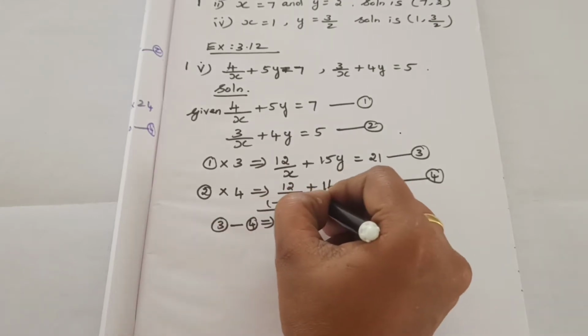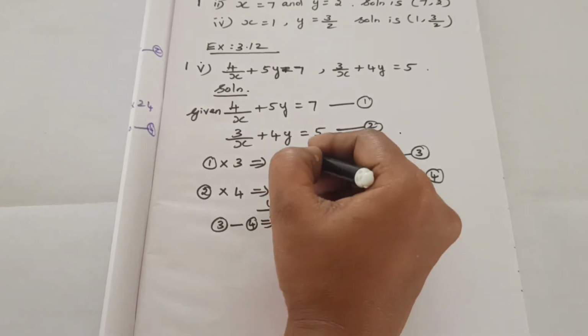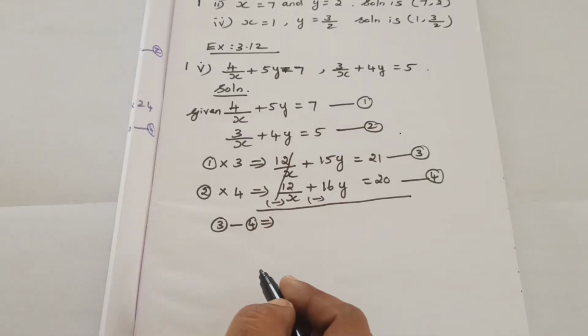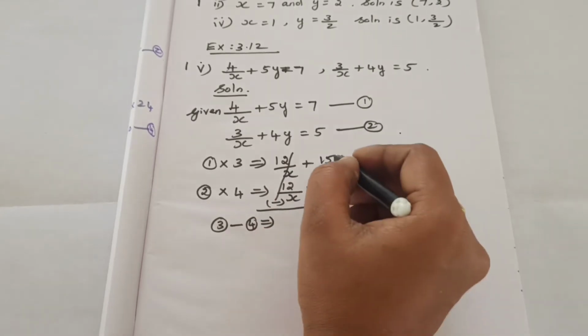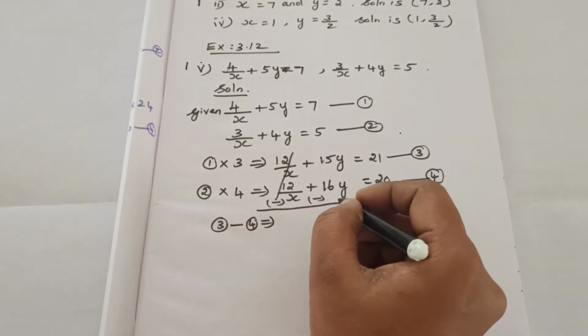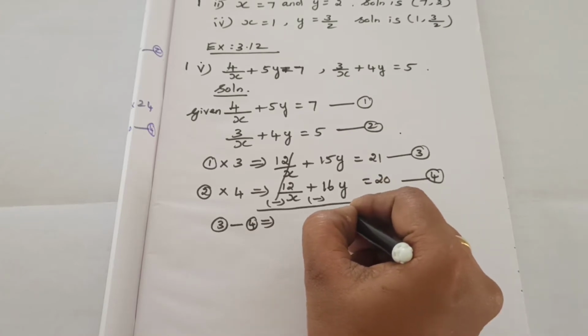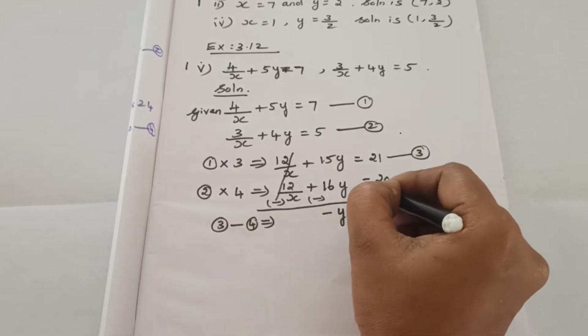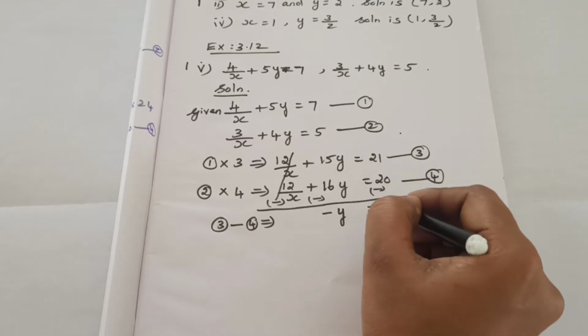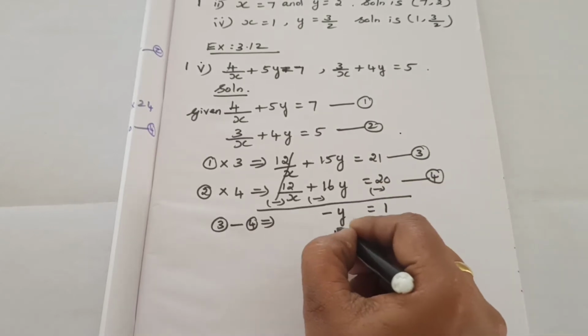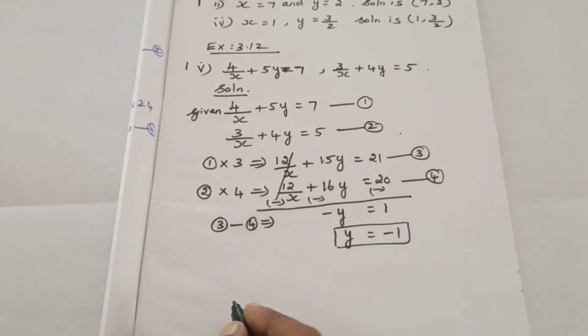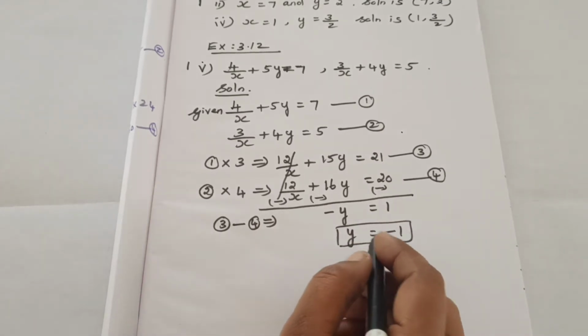Subtract, sign it will change, isn't it? That means this x term we can cancel. Okay, 0 it will come. 12 by x minus 12 by x is 0. 15y minus 16y. That means what? Minus y is equal to, here also minus it will come. Okay, 1. Then y is equal to minus 1. Correct? Y is equal to minus 1.